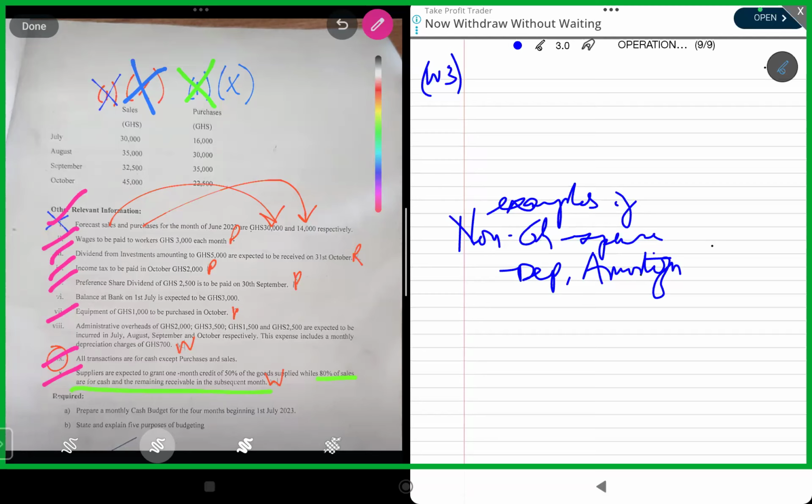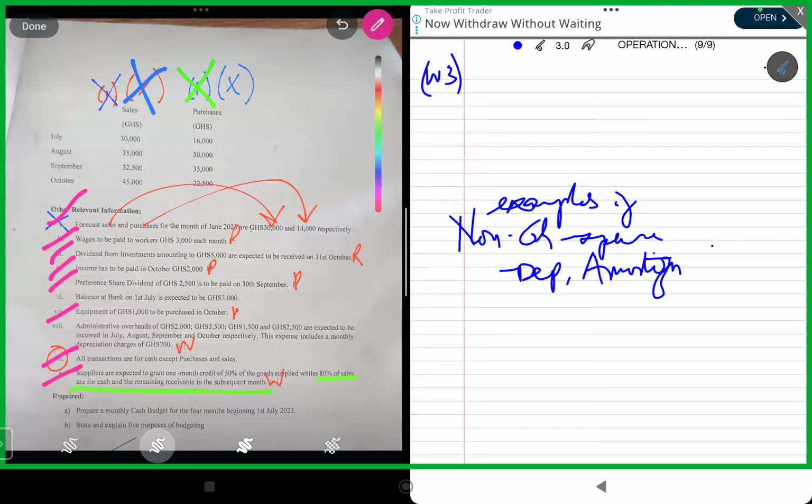So the figures contain depreciation. What do we think we should do? Are you here? Yes, I'm here. The figures contain depreciation. What do you think we should do?